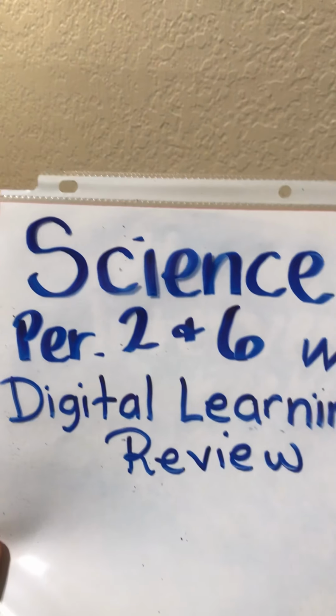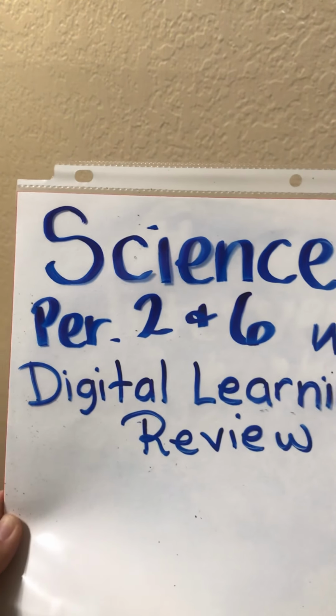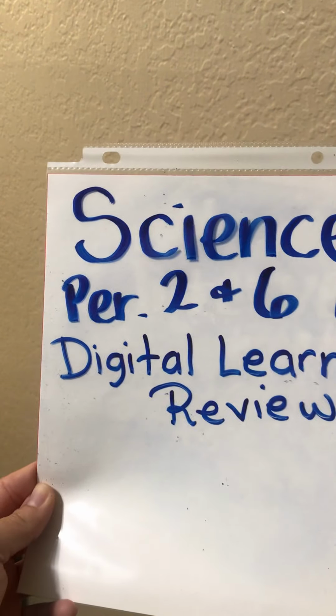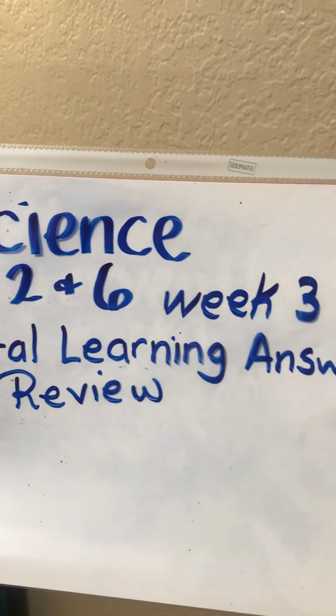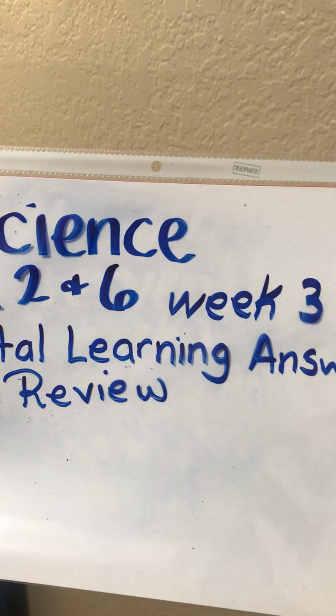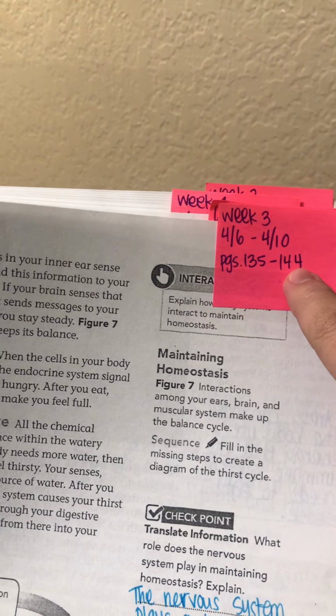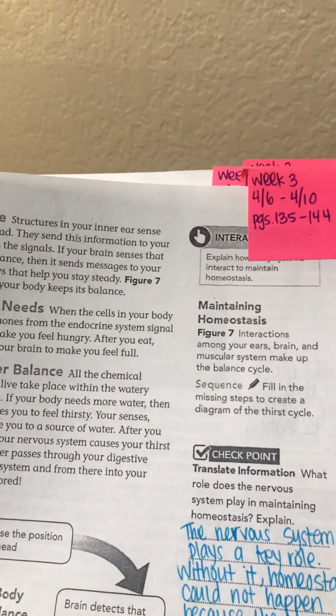Everyone. So today we're going to go over the answers and review for science, period 2 and 6, week 3 of the digital learning. So I'm going to go through the answers from the packet for science. So we had to read pages 135 through 144 and answer any questions that came up on those pages.